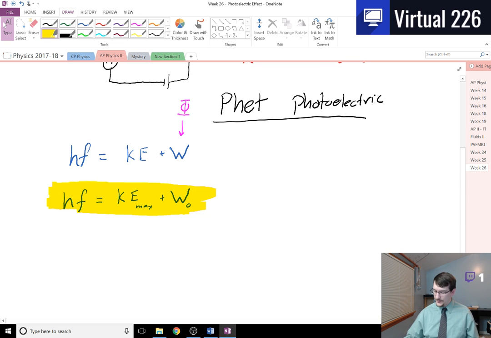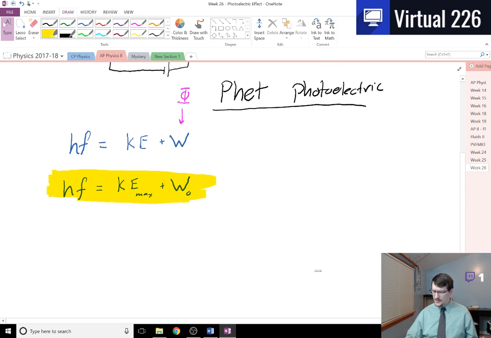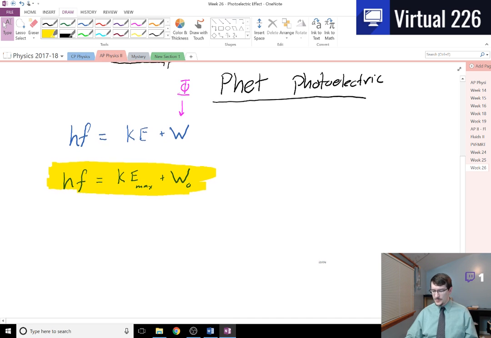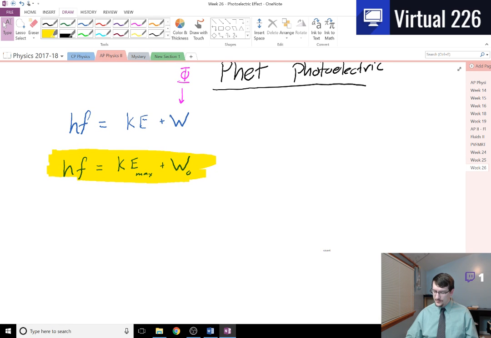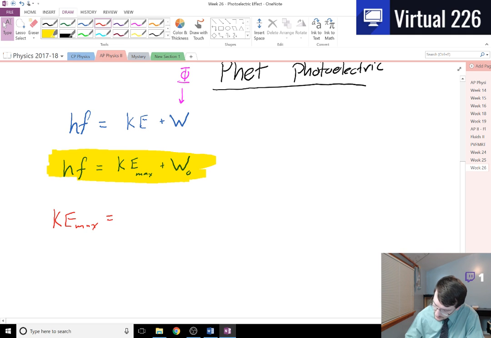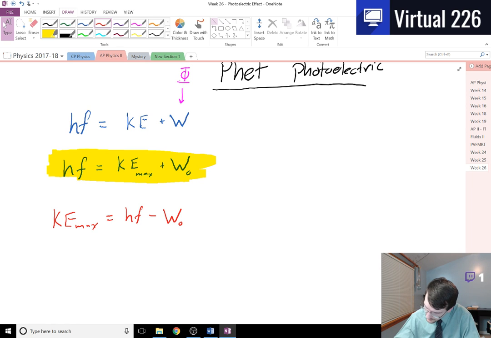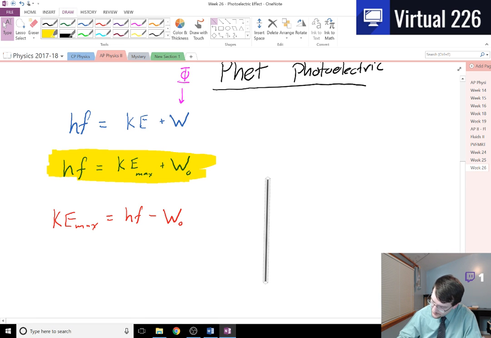Very, very useful. We can actually turn this equation into some other stuff if we rearrange things a little bit. This equation can be written as the kinetic energy max equals hf minus the work function. And this is a great equation, because it allows us to graph in a very interesting fashion.